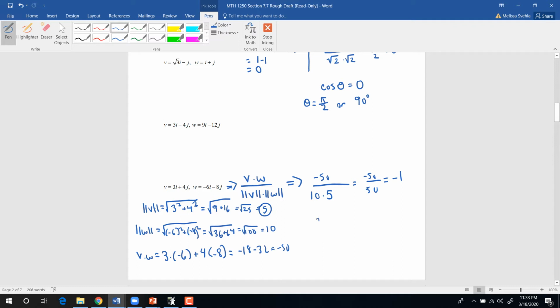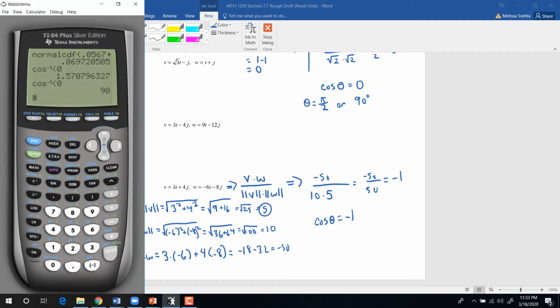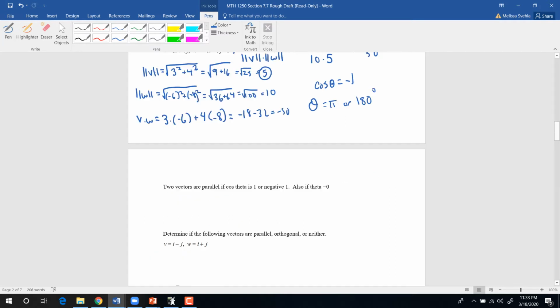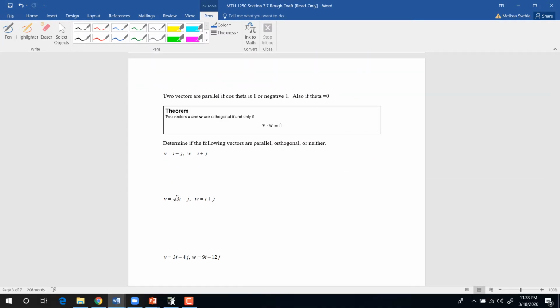So cosine of theta is equal to -1. I'll do the cosine inverse, although we should realize what that will be. But just remember, you can do it in your calculator. That's 180, right? Or pi, depending on which mode they want you to do, whether radians or degrees.